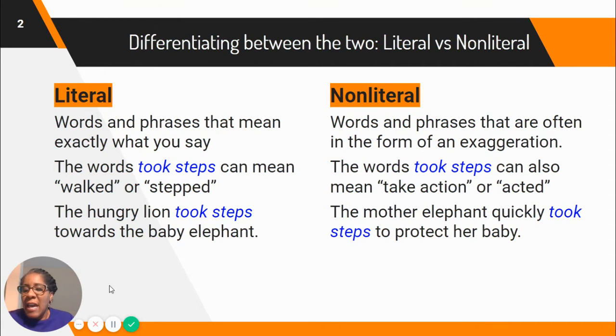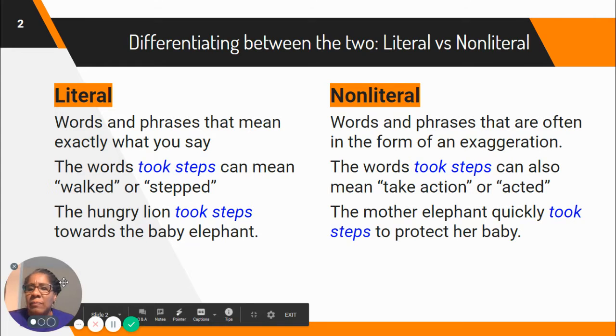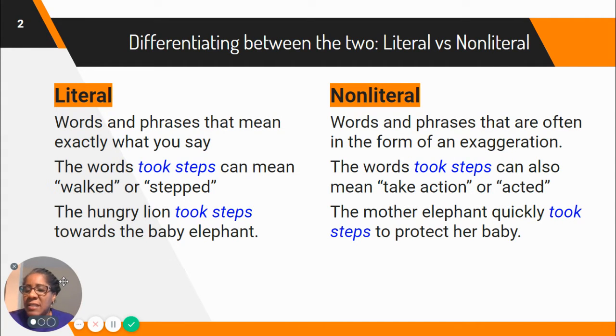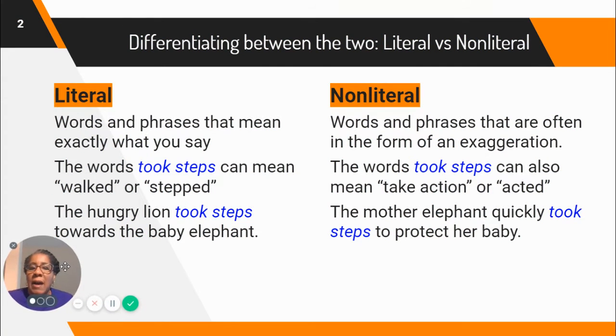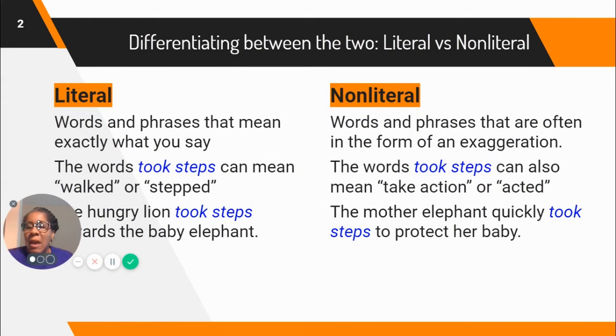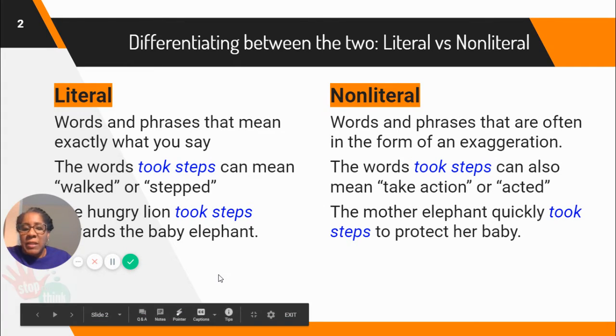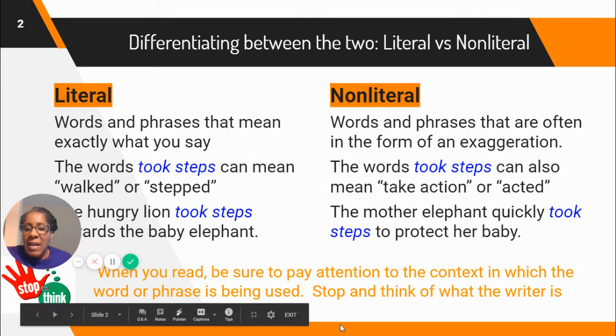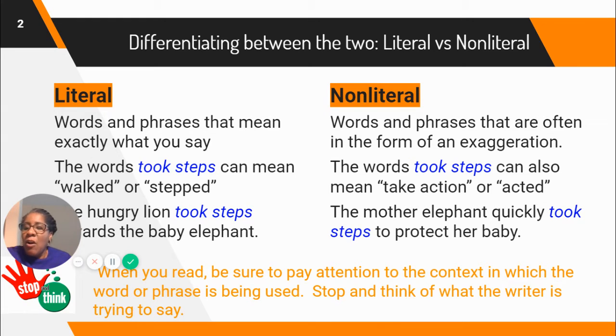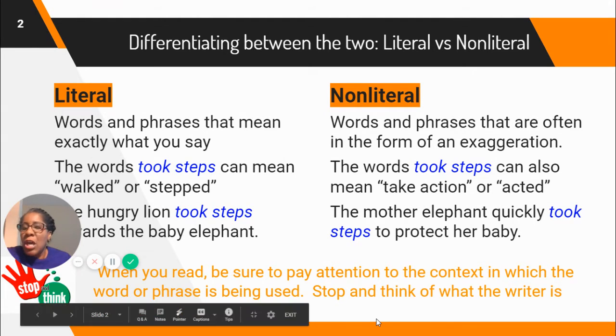So here you have it. Again, when an author or writer means something in the literal sense, they mean exactly what they say. When they write non-literally, the author does not generally mean exactly what he says. It's important when we read to stop and think of exactly what the author is trying to tell us. Okay, so we need to pay attention to the context in which the information is being used. That will give us a clear idea as to whether it's being said literally or whether it's being said in the figurative sense, meaning non-literally.